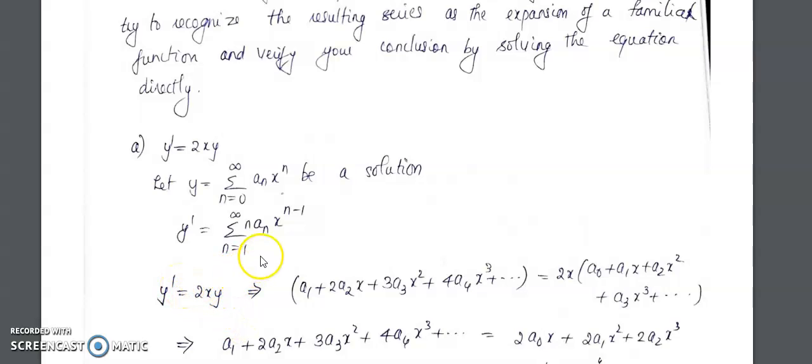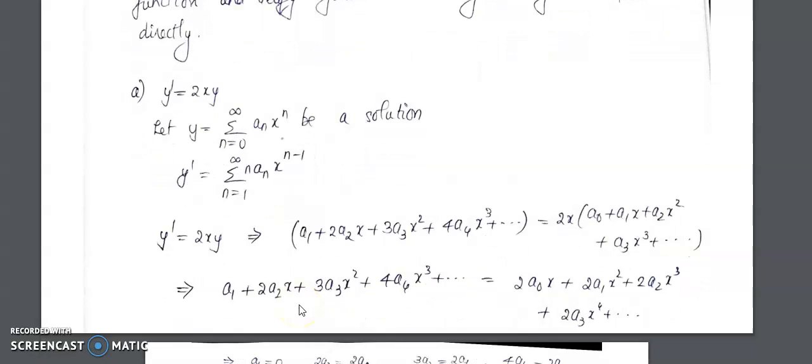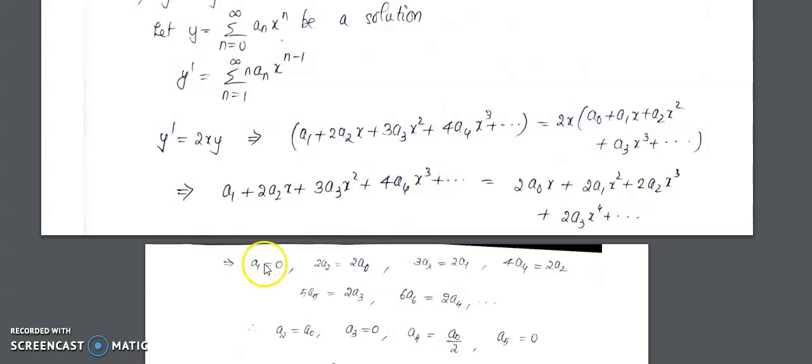So we'll get y dash, expanding, you will get a1. So when n is 1 you will have a1, then when n is 2 you will get 2a2x, then 3a3x square, 4a4x cube, and so on. And on the right side you will have 2x into, so y is a0 plus a1x plus a2x square plus a3x cube plus etc. Now let us equate the coefficients of x raised to n on both sides. Equating the constant terms, you have a constant term only on the left side, on the right side that will be 0. So we will have a1 equal to 0.